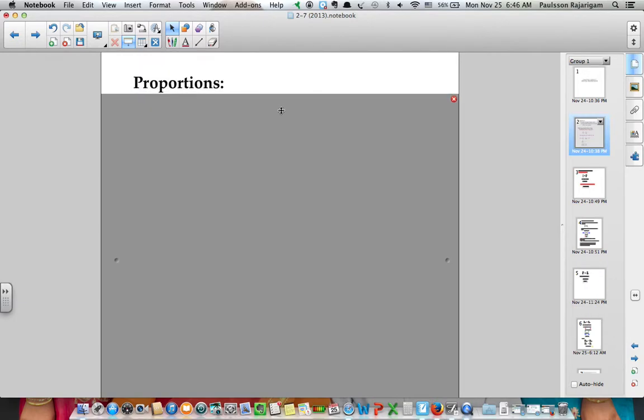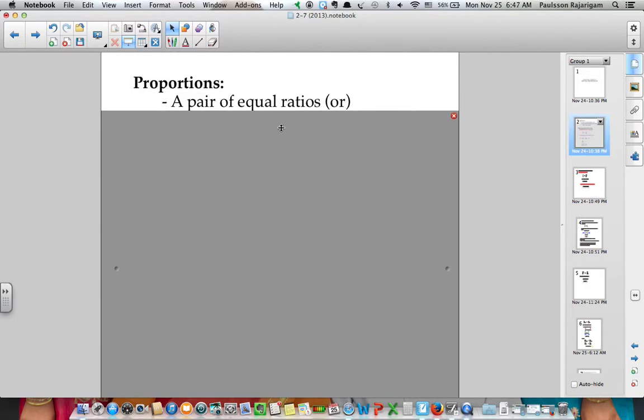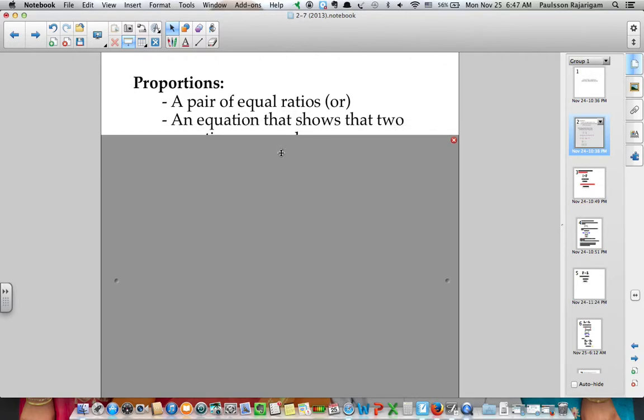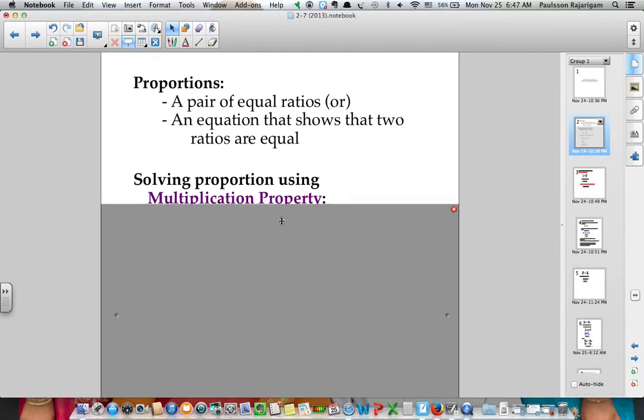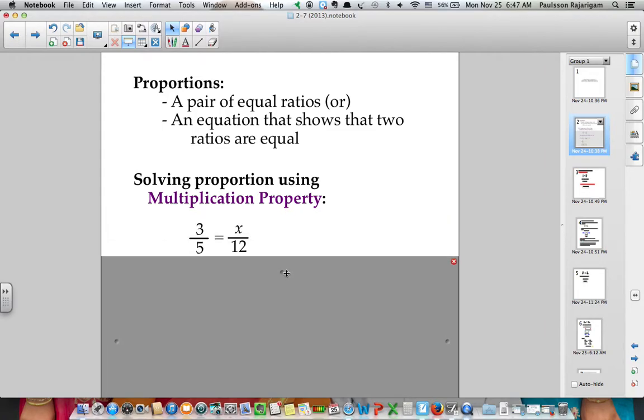Okay, so let's define a proportion. A proportion is a pair of equal ratios. Or another way to say this is it's an equation that shows that two ratios are equal. There are two ways to solve a proportion. The first one is by using the multiplication property. And once I show you a problem, you'll understand what I'm talking about.